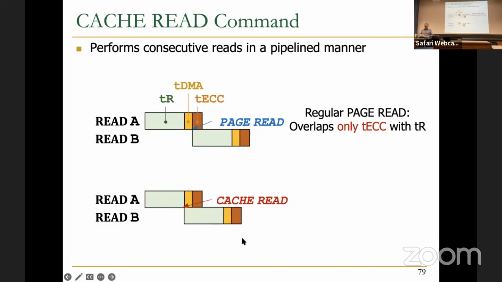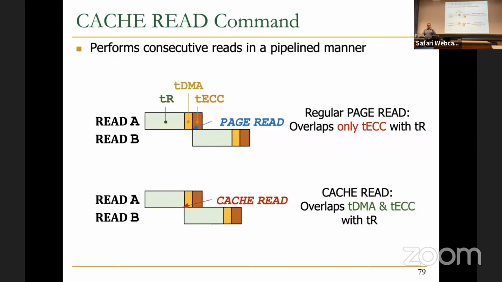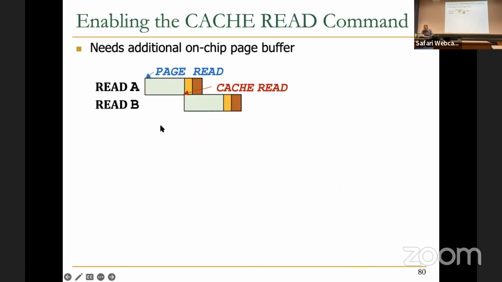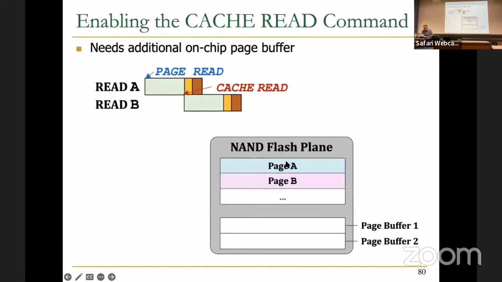And that's happening with the cache read command. When you send the read operation of page A, you also send the read operation of page B as a cache command. Like you are telling the flash memory that you first need to provide me page A, but immediately after that, I also need you to provide me page B. And with that, you can overlap TDMA and TECC. How is it possible? You are sending these two commands together.